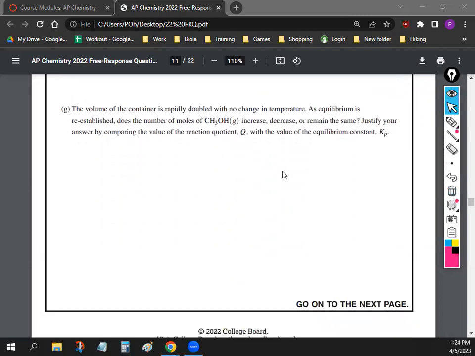It says that the volume of the container is doubled with no change in pressure and equilibrium reestablishes. Will the number of moles of methanol increase, decrease, or remain the same? And you want to justify by comparing the value of Q with the value of the equilibrium constant. So you're going to have to refer back to the chemical equation. Let me write it for you guys just so you have it handy. You've got methanol in equilibrium with carbon monoxide and H2.